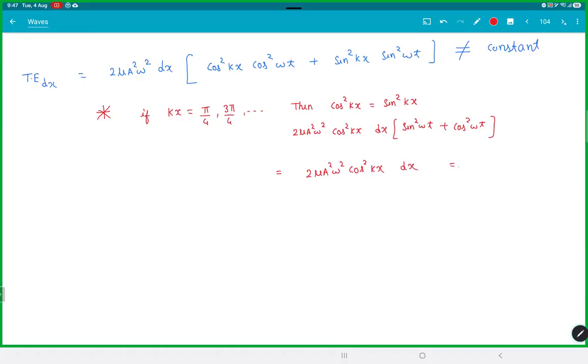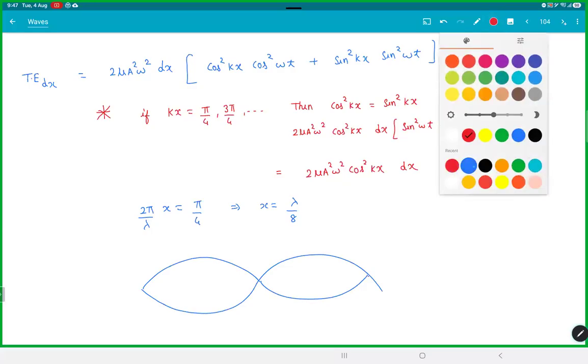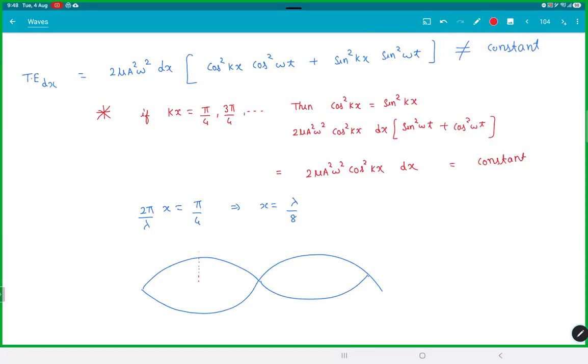So this is constant. Where are these points exactly? If you say kx, that is 2 pi by lambda into x is equal to pi by 4. Pi will cancel. We get x is equal to lambda by 8. So that means in the loop, these are exactly between the node and antinode. So this is your antinode. This is your node. X is equal to 0.